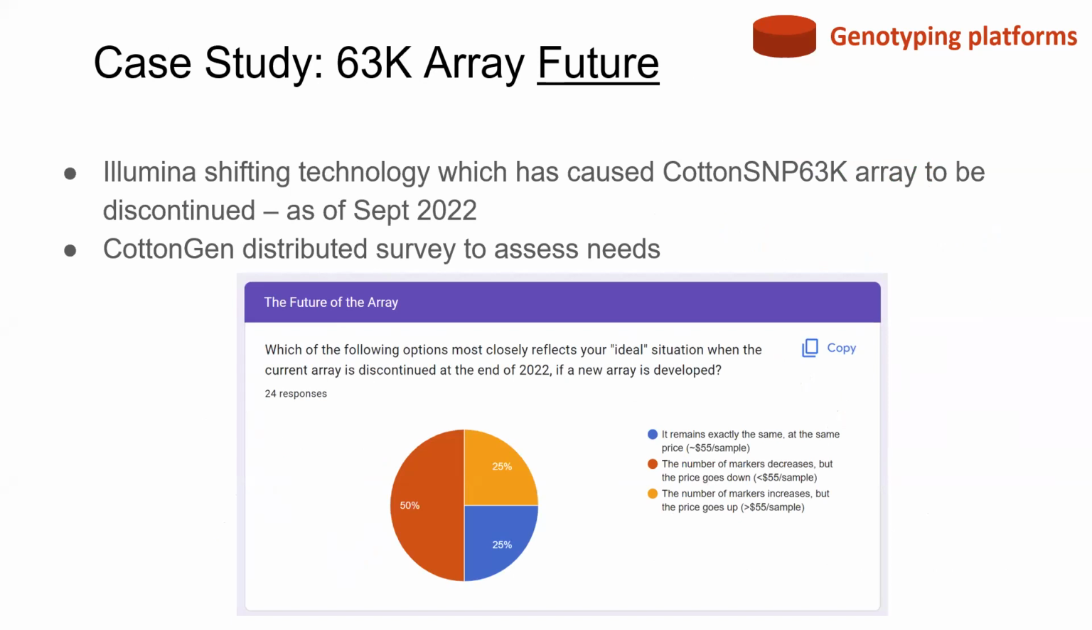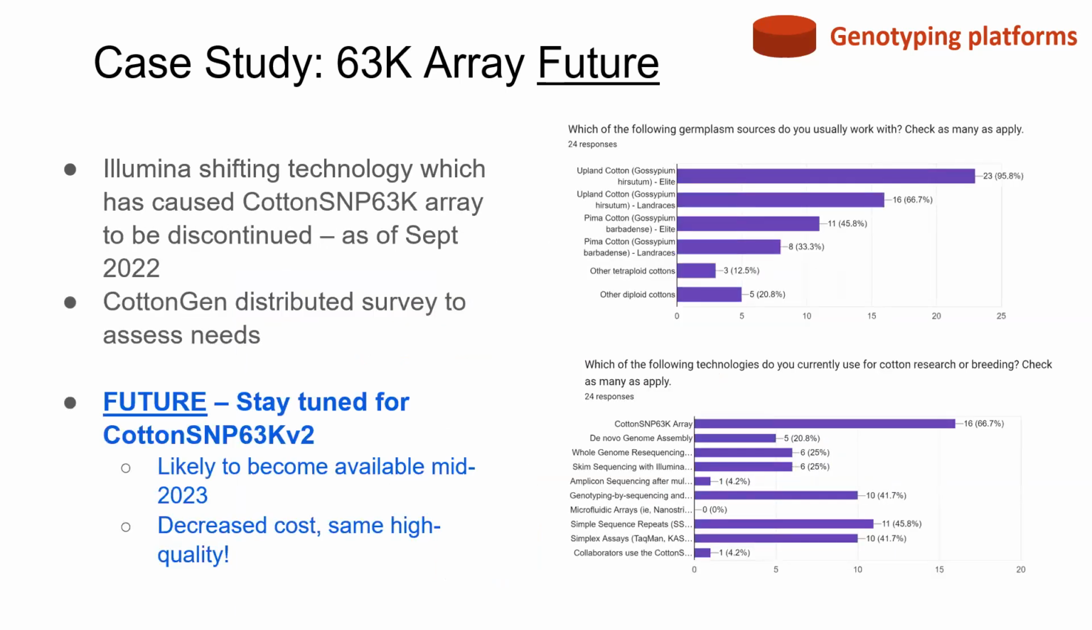A difficulty of the array, thinking into the future, is that it is an Infinium Illumina platform, which has actually started to shift their technology, causing the current array to be discontinued as of last month. So CottonGen, the cotton database, distributed a survey to assess the needs of replacing this technology. And it appeared that most individuals that responded really wanted to keep the ability of using something like the cotton array. The customers had different thoughts on what we should do as far as making that available as far as price goes. But it was clear that we needed to develop a technology that will replace the array.